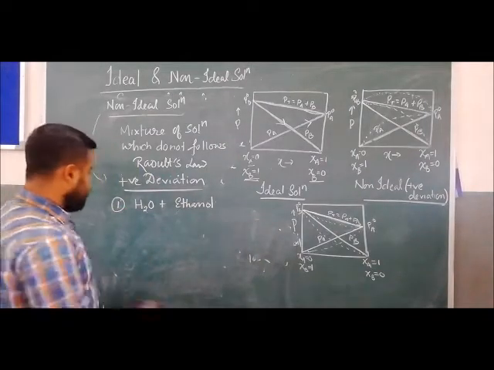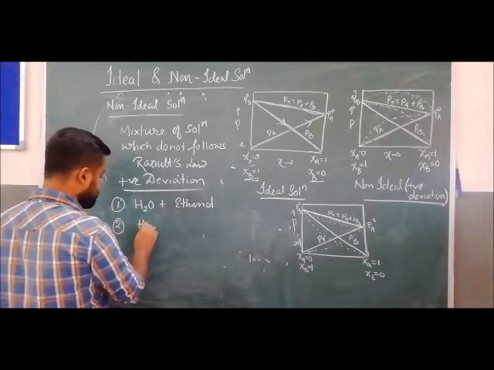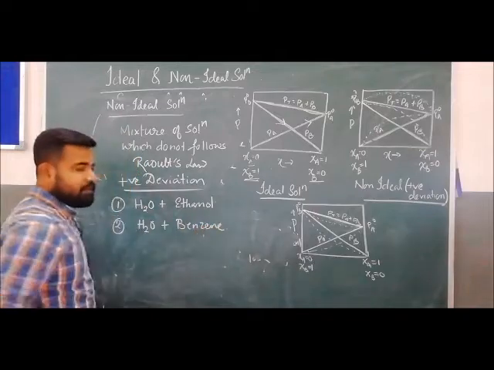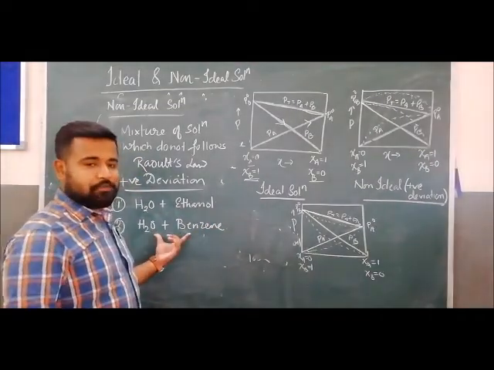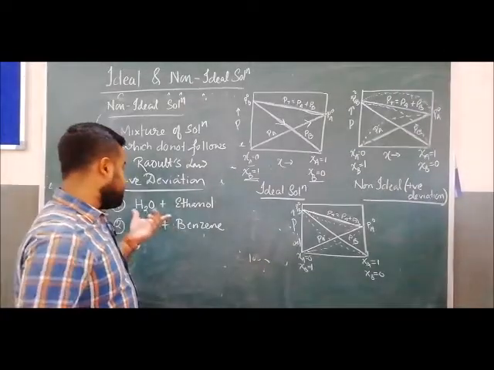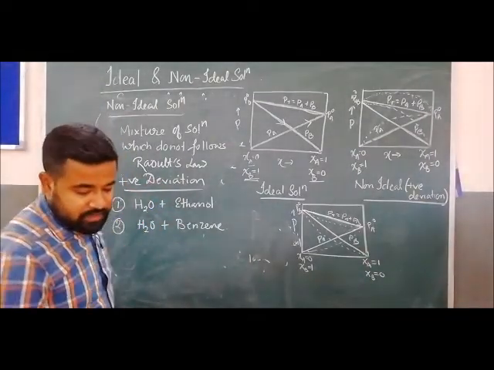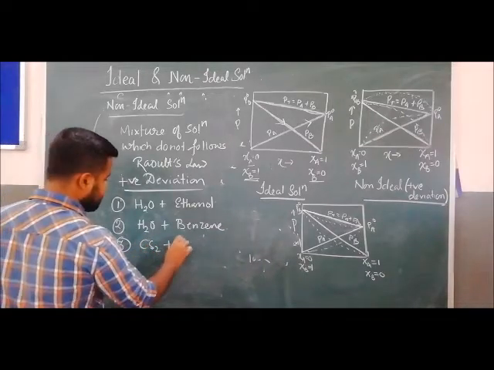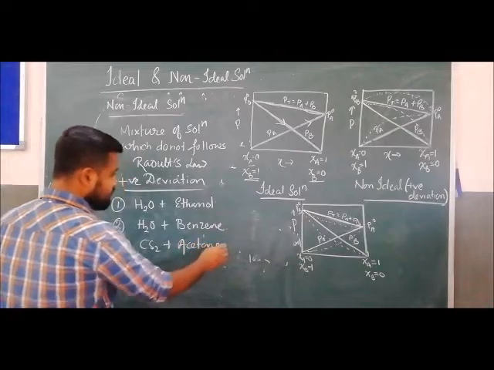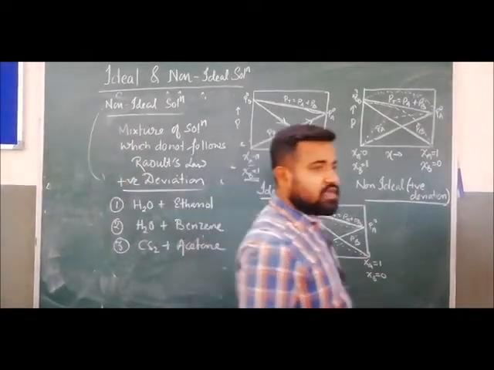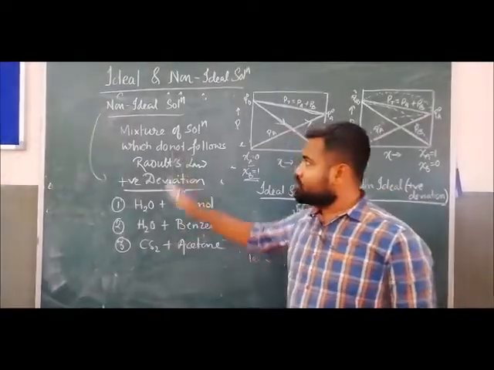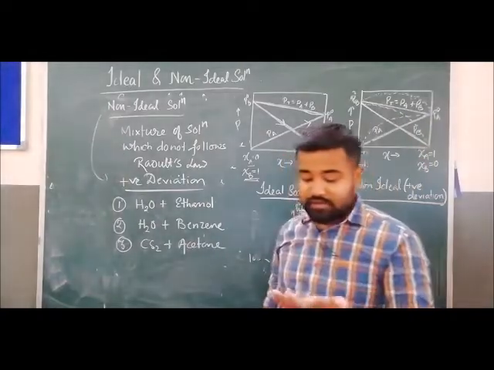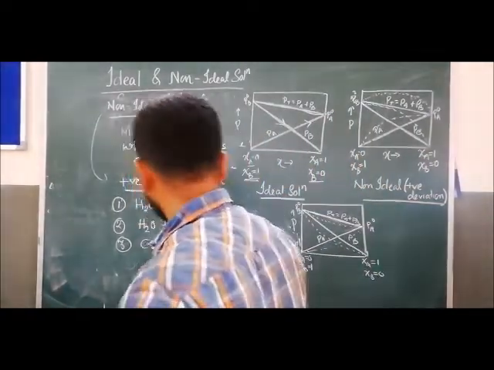The second example is water with benzene, in which you can see that there will be a positive deviation. And the third example is CH2 plus acetone. So these are three examples of non-ideal solution with positive deviation. Clear?